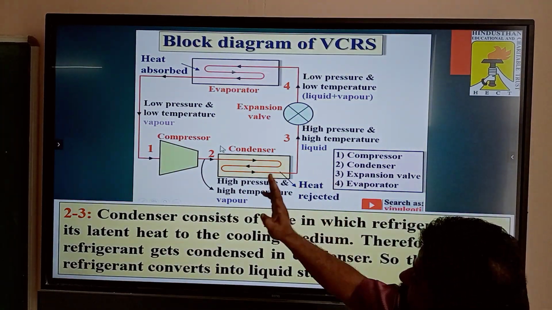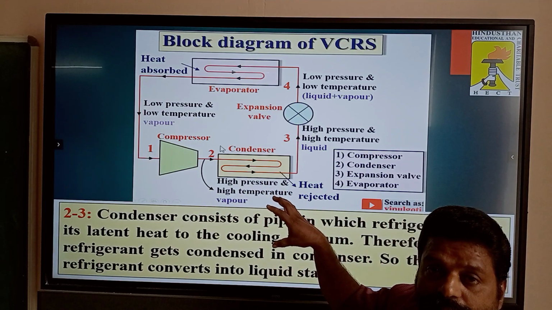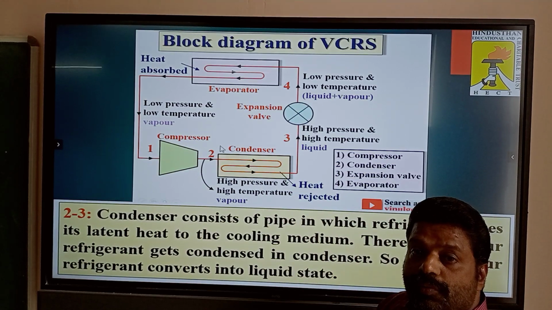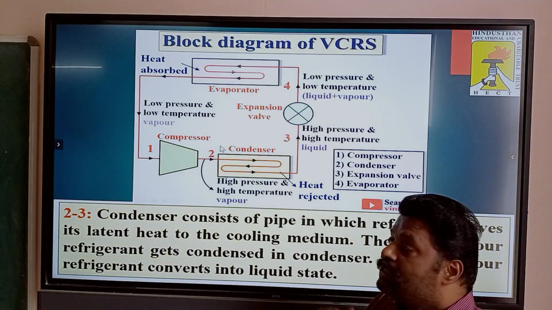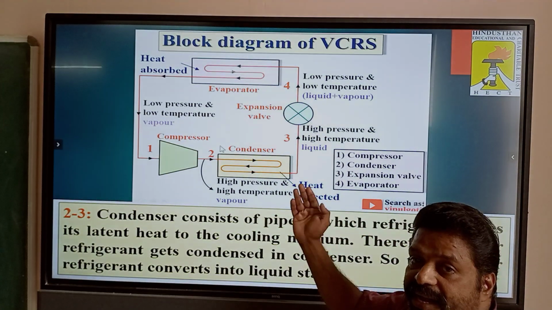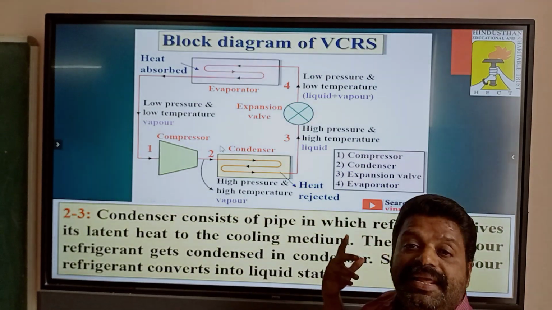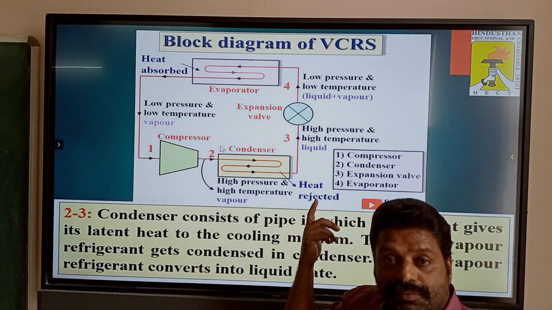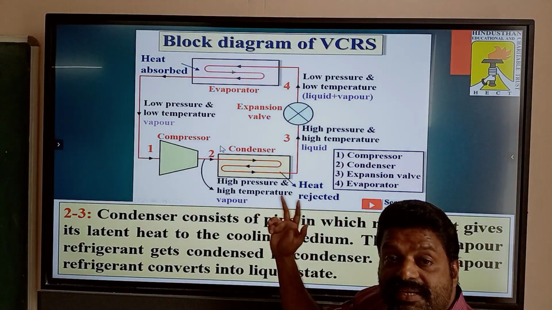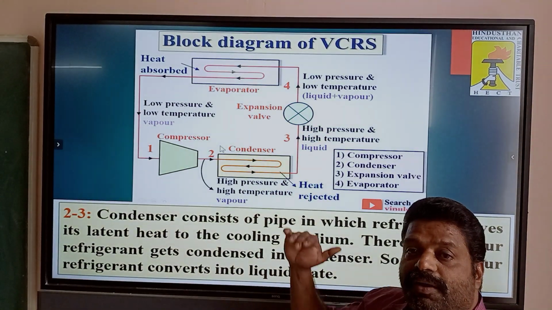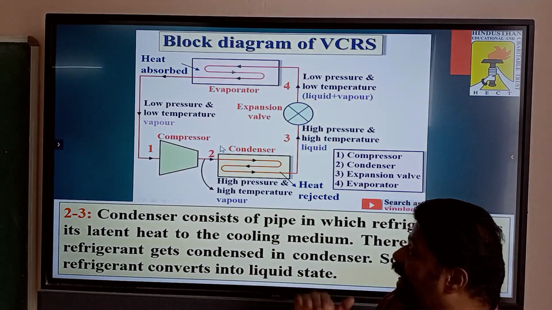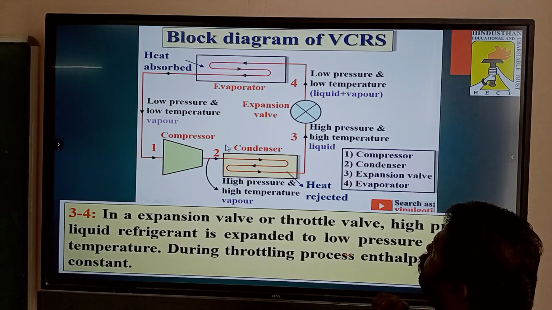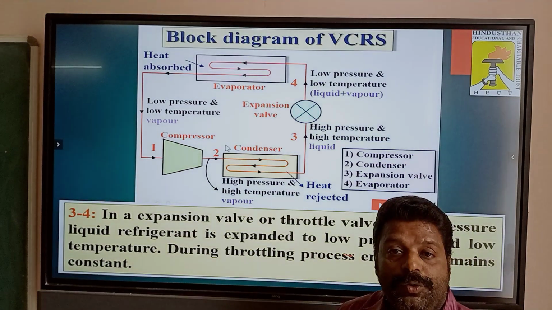Initially, the condenser entry is vapor. Latent heat is removed from the refrigerant, so heat removal means the vapor is converted to liquid. So the outlet is high pressure, high temperature liquid, because the condenser removes the heat. That is the second process.